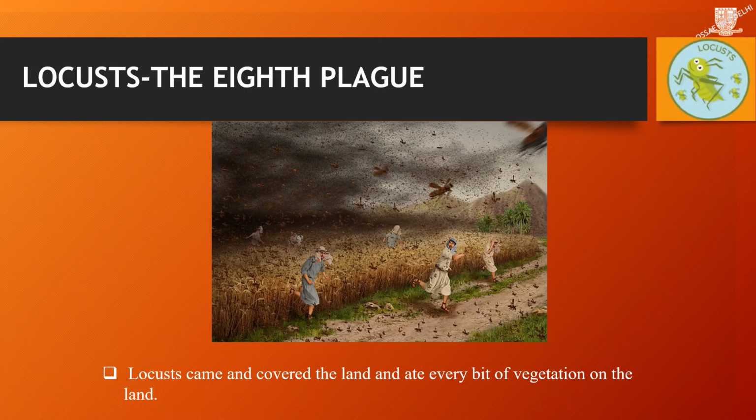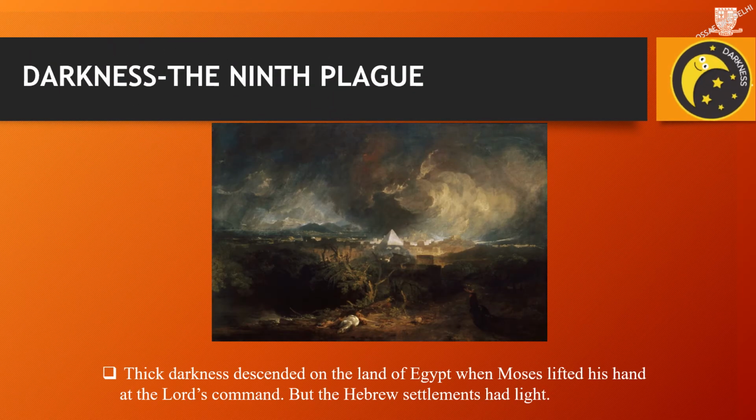But yet Pharaoh remained as hard as ever, and this led to the ninth plague. The ninth plague was of darkness. Thick darkness descended on the land of Egypt when Moses lifted his hand at the Lord's command. But again, all the plagues only troubled the Egyptians. None of the Hebrew settlements were covered in darkness. They had light. It was only that the Egyptians were covered in this darkness, thick darkness, which God had sent them.